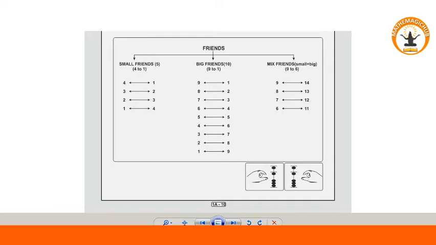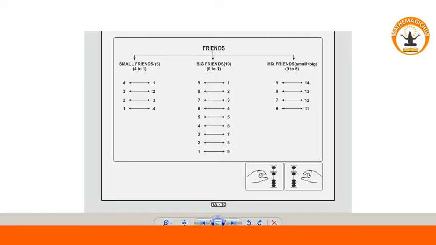Our topic for today is addition and subtraction using big friend. Here are the big friends for the numbers 9 to 1. The big friend of 9 is 1, the big friend of 8 is 2, the big friend for 7 is 3, for 6 it's 4, for 5 it's itself, the 5, for 4 it's 6, for 3 it's 7, for 2 it's 8, and for 1 it's 9.